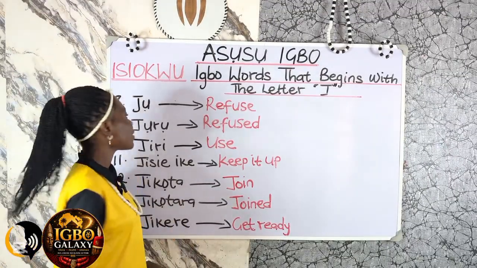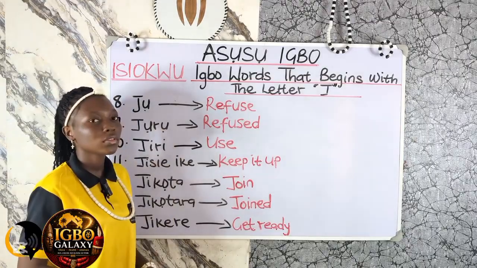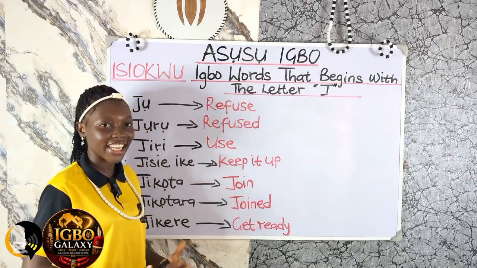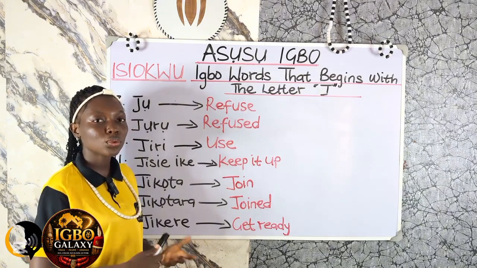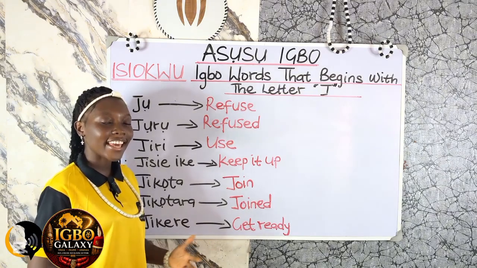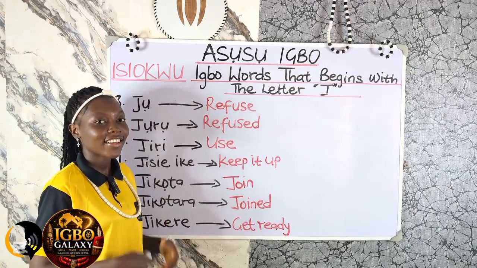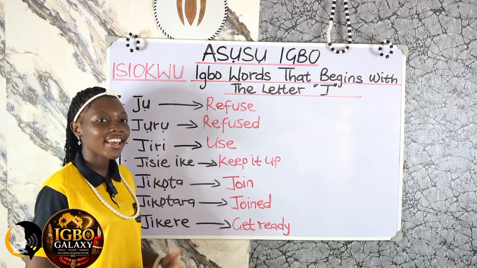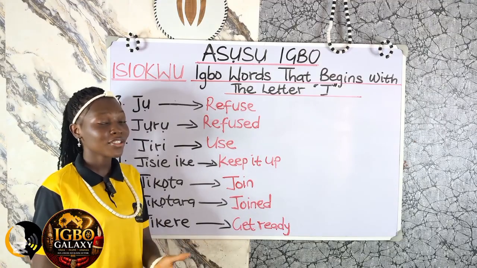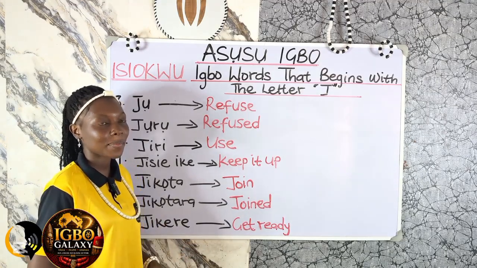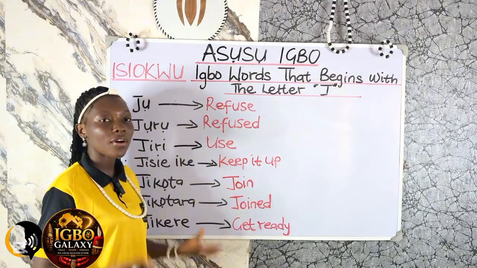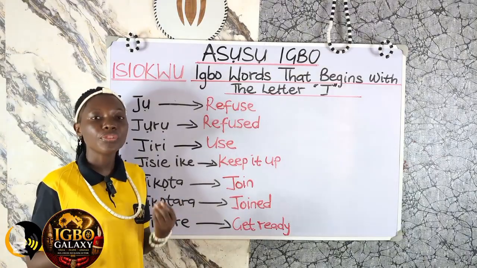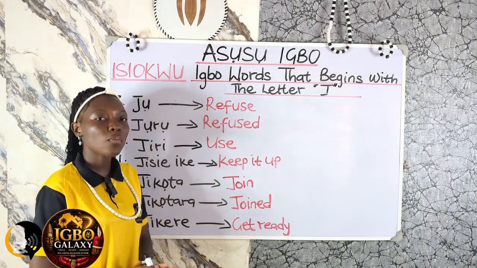Another word is jụ, that is to refuse or to reject. Onye nyere gị ihe, jụ ya. If he offers you something, reject it. Refuse. Another way of saying it is jụ, to refuse or reject someone or something.